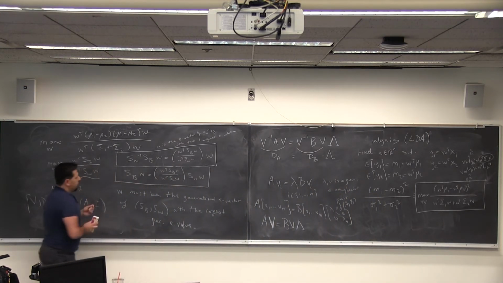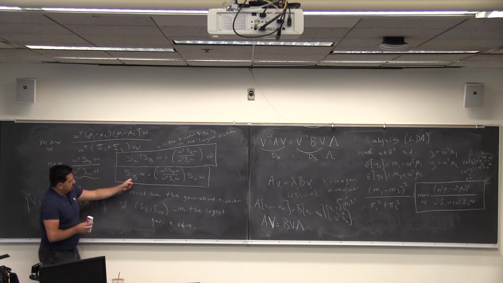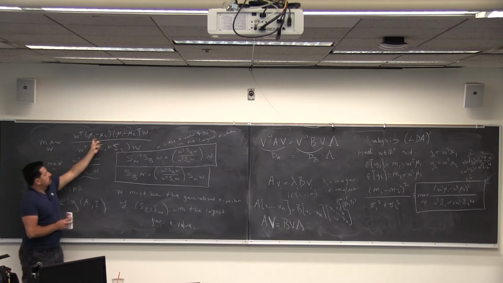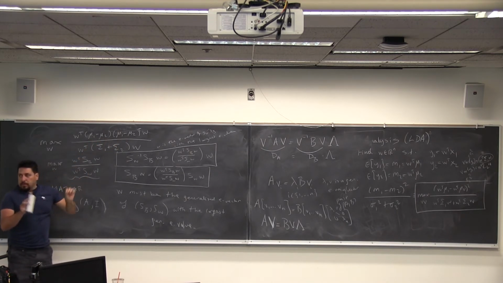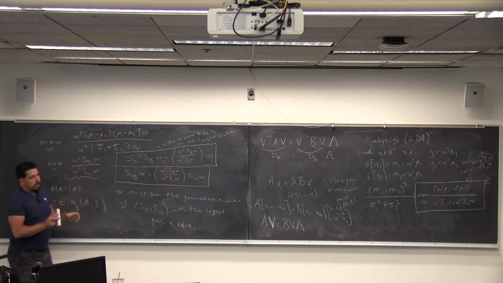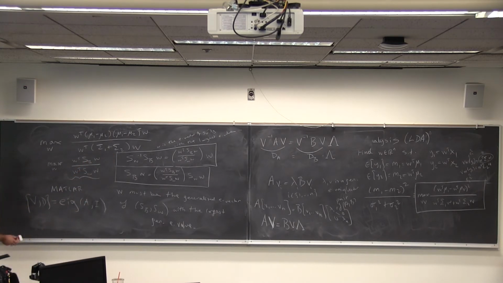Okay, so in this case, we're talking about these two matrices, SB and SW, right? So SB is this rank 1 matrix, how much the means are separated from each other, and SW is the sum of covariances from the two cases.